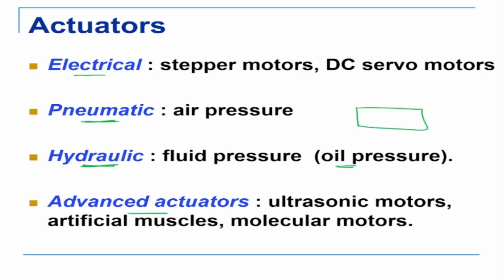So they'll be something like this. Let me draw the piston cylinder mechanism. So there's an input and there is an output. So this is something like a piston cylinder mechanism. This is my inlet and this is my outlet. If I put air into this, then it's a pneumatic actuator. If I put oil into this, it is a hydraulic actuator. Then there are advanced actuators like ultrasonic motors, artificial muscles, and molecular motors. Now these are very useful in the micro domain, the micro and nano domain.